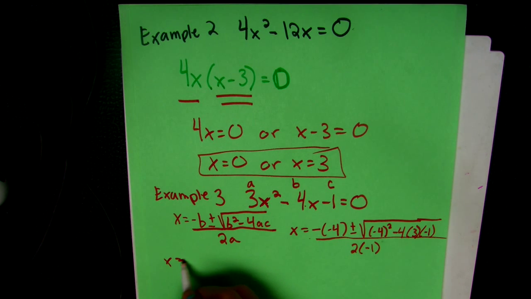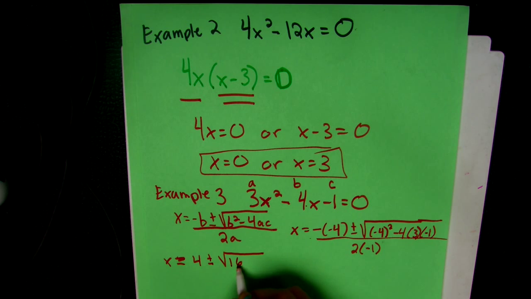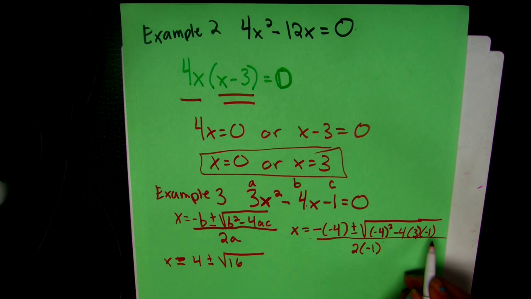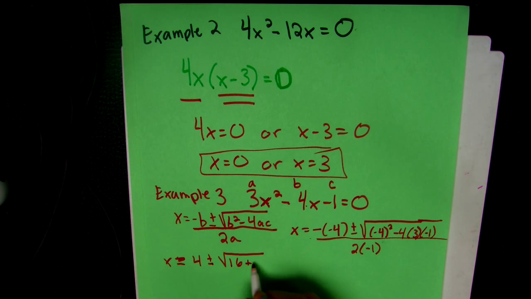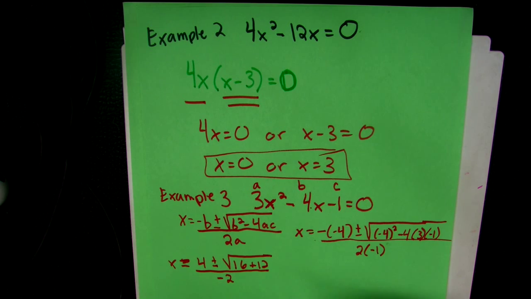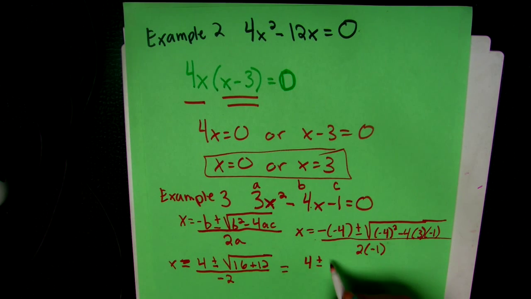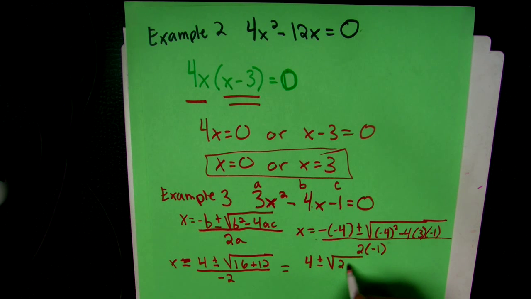So if we have negative 4, that becomes 4 plus or minus. Negative 4 squared is 16. 4 times 3 times negative 1 is negative 12. So we have minus negative 12. So we have plus 12 all over negative 2. So simplifying that, 16 plus 12 becomes 28.